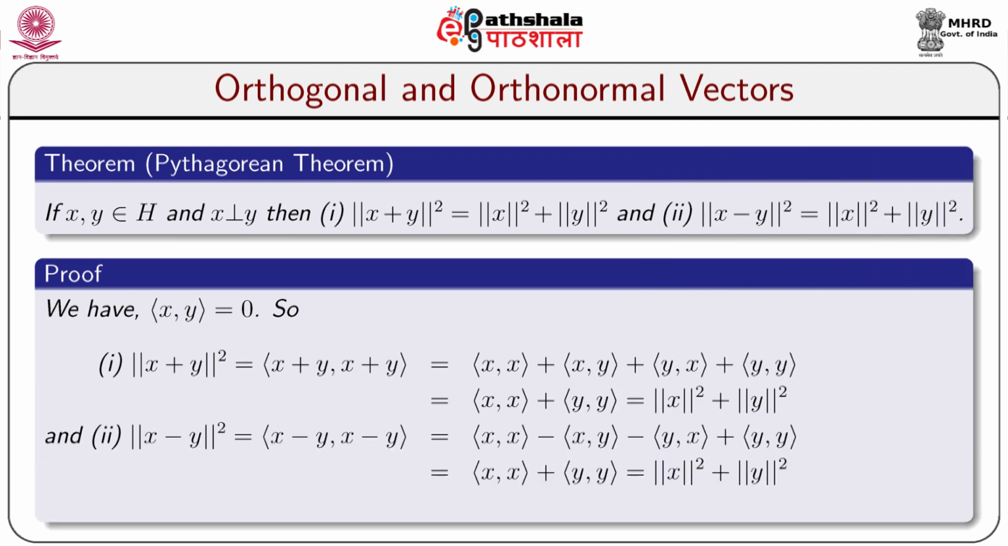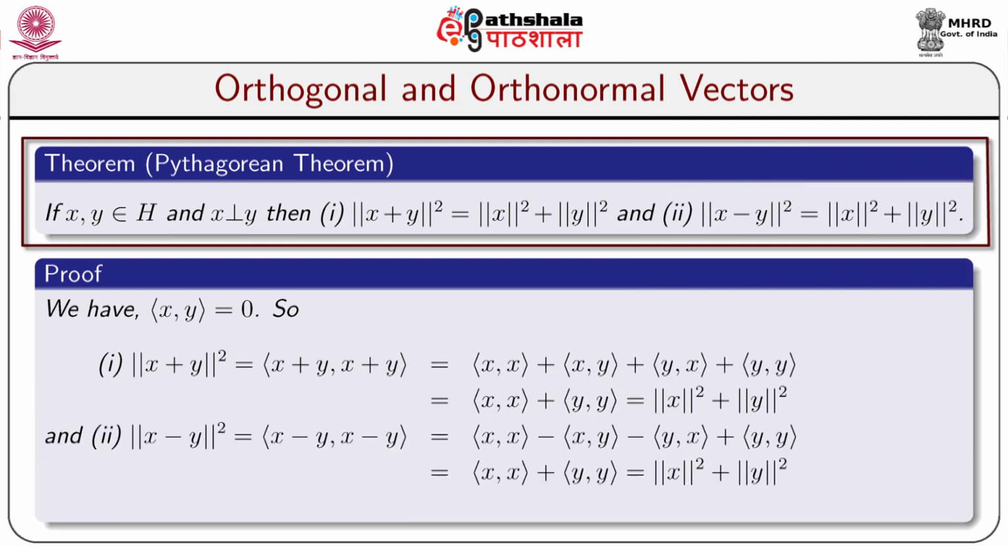Let us take a theorem known as the Pythagorean theorem. If x comma y belongs to capital H and x perpendicular to y, that is inner product x comma y is equal to 0, then number 1, norm of x plus y whole square is equal to norm x square plus norm y square, and number 2, norm x minus y whole square is equal to norm x square plus norm y square.